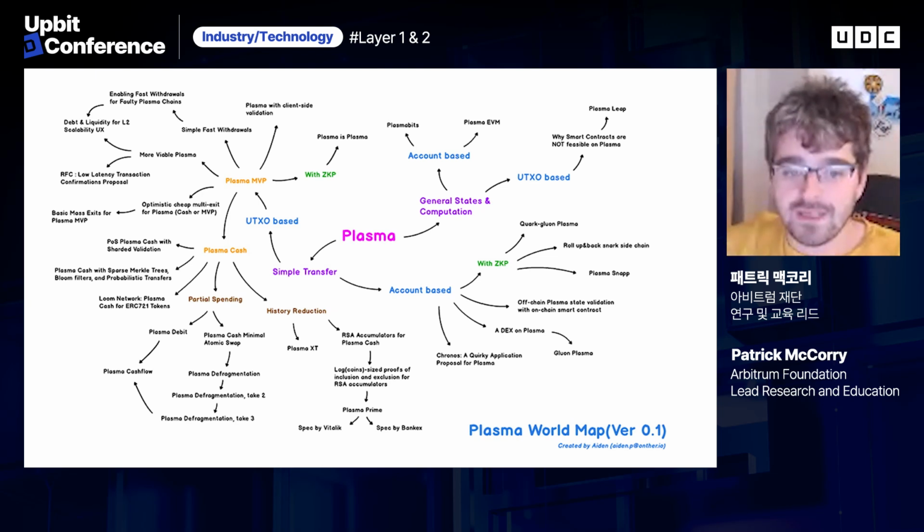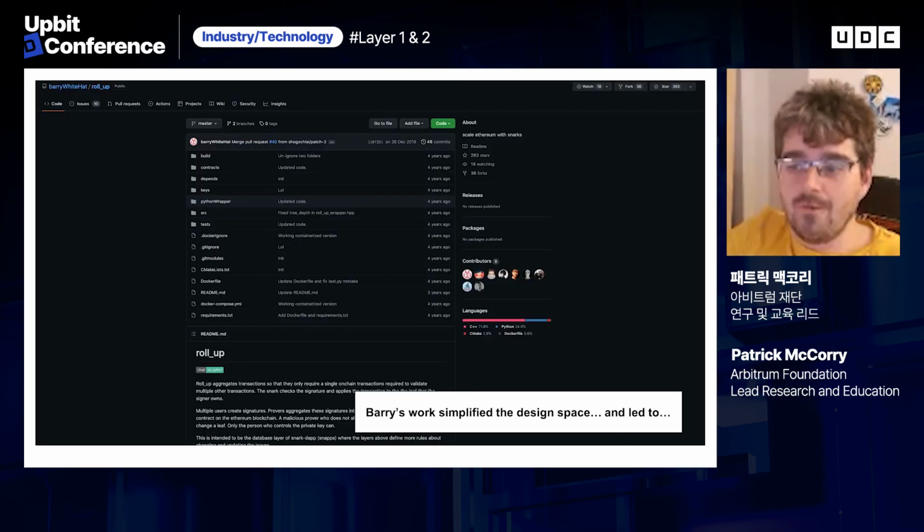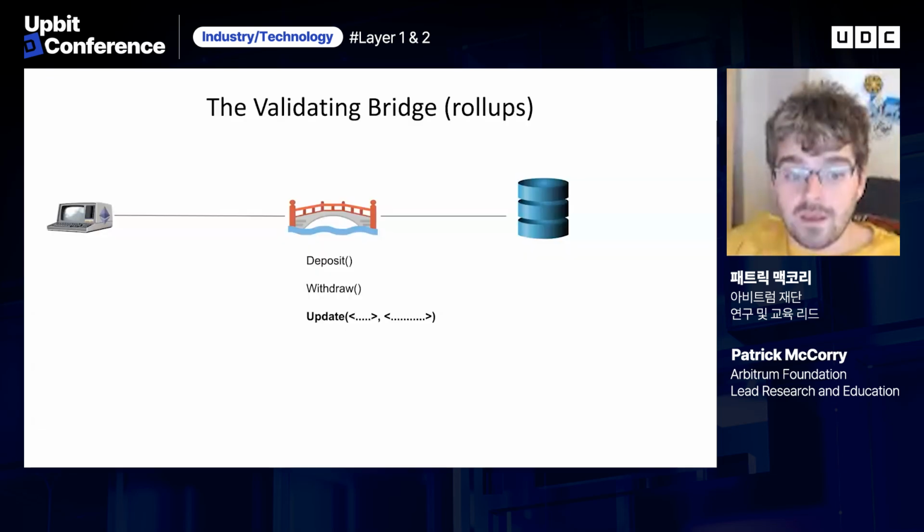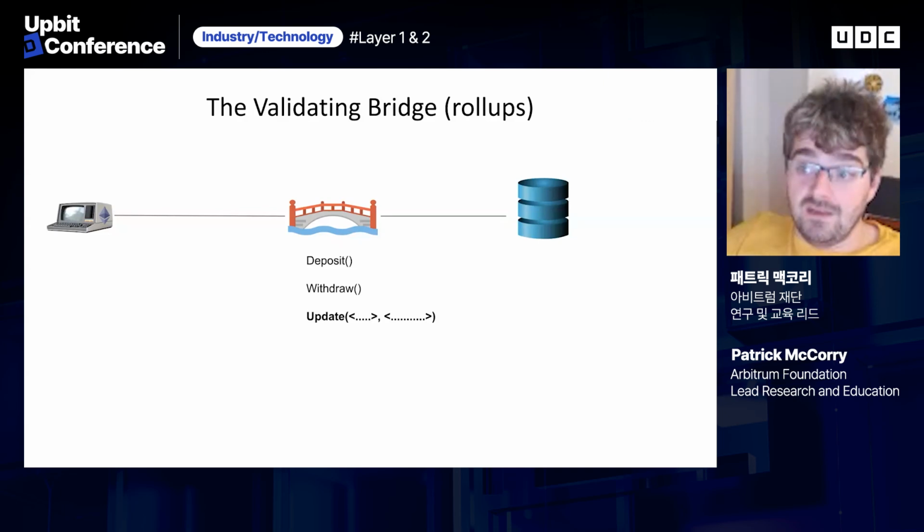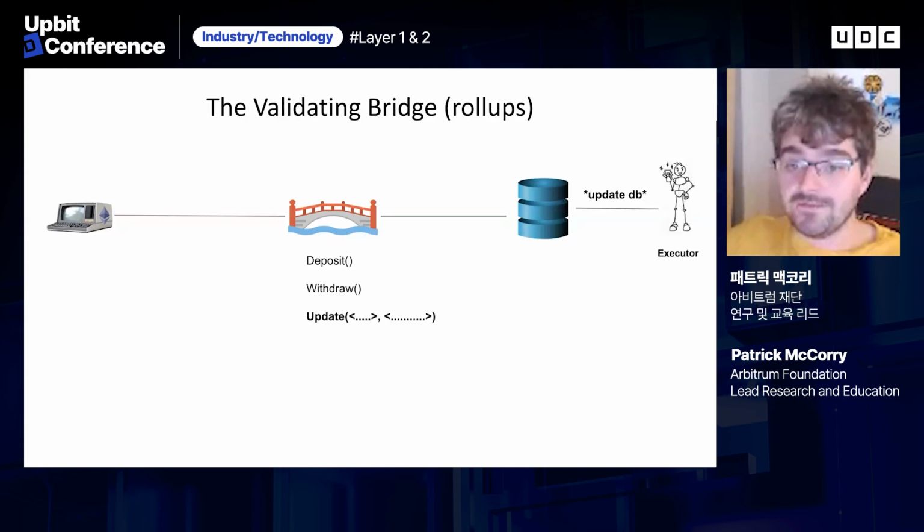It was just very complicated until eventually Barry Whitehat came up with a repo called the Rollup, where he really just simplified the design space and made it much easier to design systems where I could build a bridge, lock my funds up, put them on an off-chain system, and transact there. He basically solved the problem by posting all the data to Ethereum, but keeping the execution off-chain. And that led to the idea called a validating bridge.